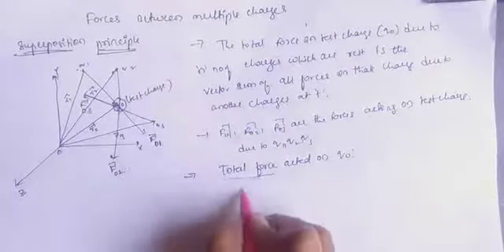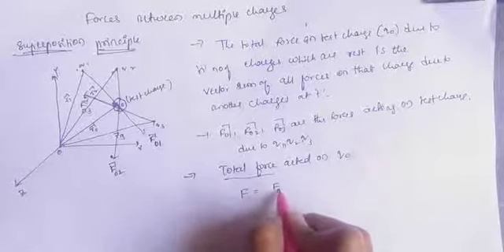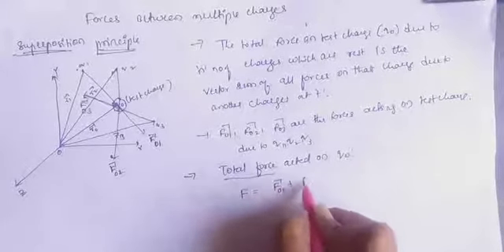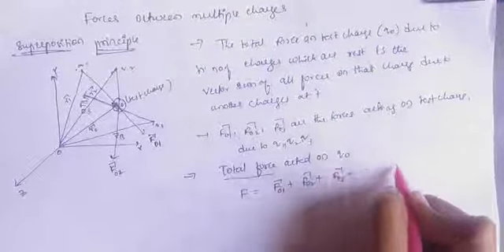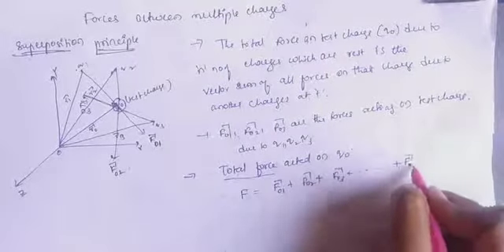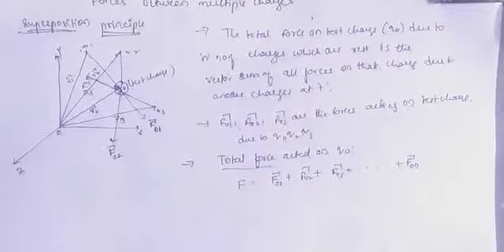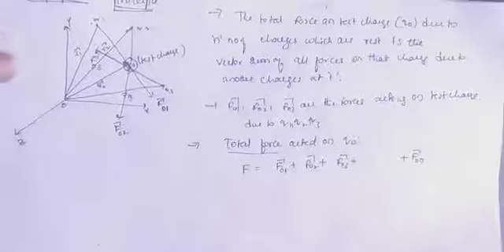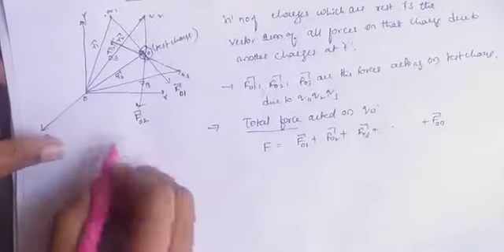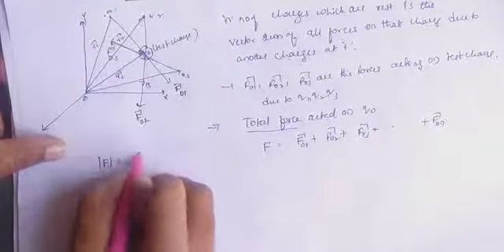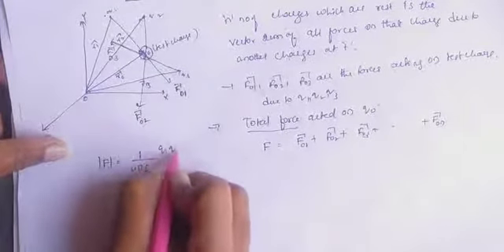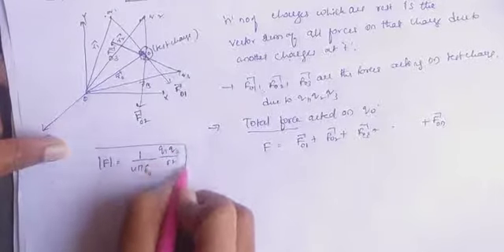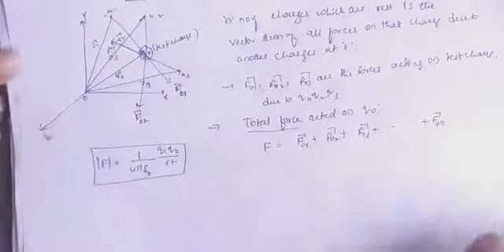Okay, so the total force F is equal to the force due to the first charge, plus the force due to the second charge, plus the force due to the third charge, and so on, up to the force due to n charges. Now, according to Coulomb's law, we already know that the magnitude of the force is 1 by 4 pi epsilon naught, q1 q2 by r square. So this is the magnitude of the force given by Coulomb's law.